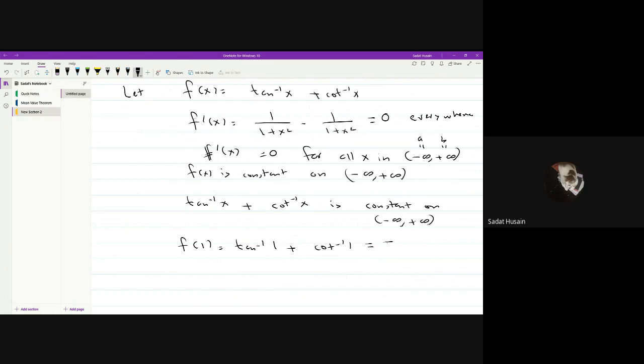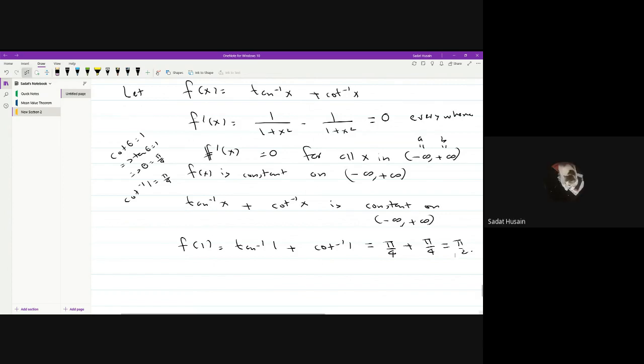Tan inverse 1 we know is pi over 4. What is cot inverse 1? If cot theta is 1, then tan theta is 1, so theta is pi over 4. So cot inverse 1 is also pi over 4, right? So this is equal to pi over 2.